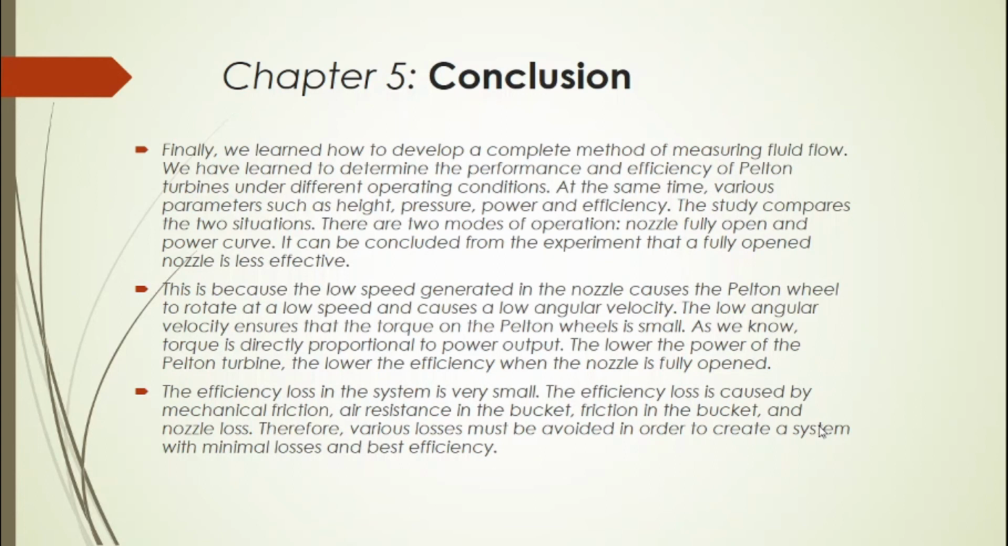It can be concluded from the experiment that a fully open nozzle is less effective. This is because the low speed generated in the nozzle causes the Pelton wheel to rotate at a low speed and cause a low angular velocity. The low angular velocity ensures that the torque on the Pelton wheel is small. As we know, torque is directly proportional to power output. The lower the power of the Pelton turbine, the lower the efficiency when the nozzle is fully open.